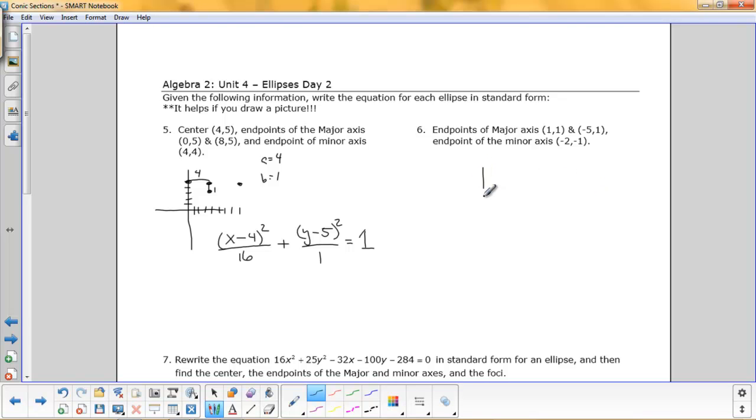Alright, again, graphing is very useful here, so I encourage you to graph. So at (1, 1), and at (-5, 1), so that means this is the length of the major axis. And then we'll go ahead and do (-2, -1) here. So that means that the center of this ellipse is located right there. And so the center is going to be (-2, 1).